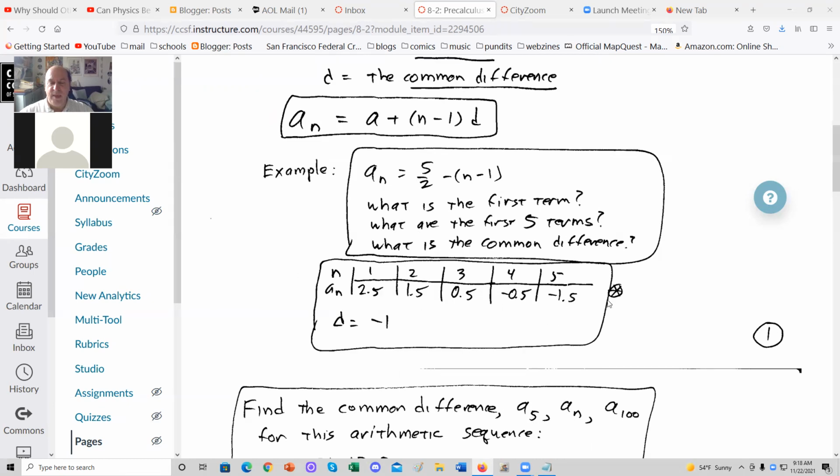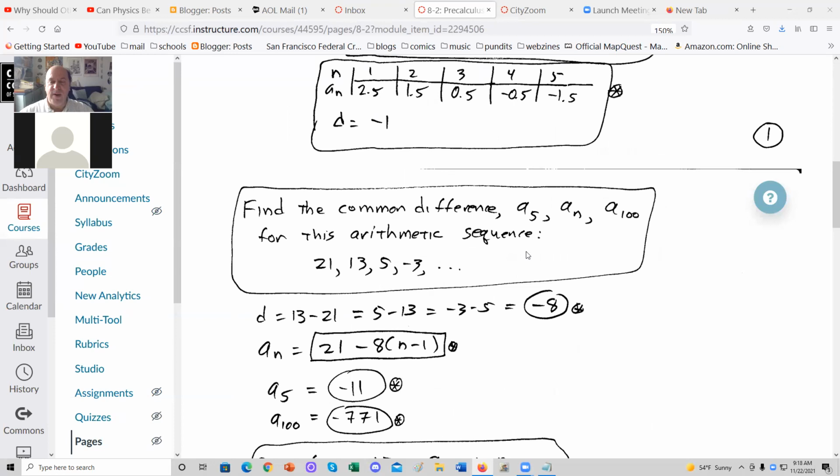All right. Here we have an arithmetic sequence, 21, 13, 5, -3, and so on. What's the common difference? What's a5? What's an? What's a100? Okay. Well, if you take the difference 13 minus 21, that's -8. 5 minus 13 is also -8. -3 minus 5 is also -8, and that's good. They should all be the same. So, okay, common difference is -8.